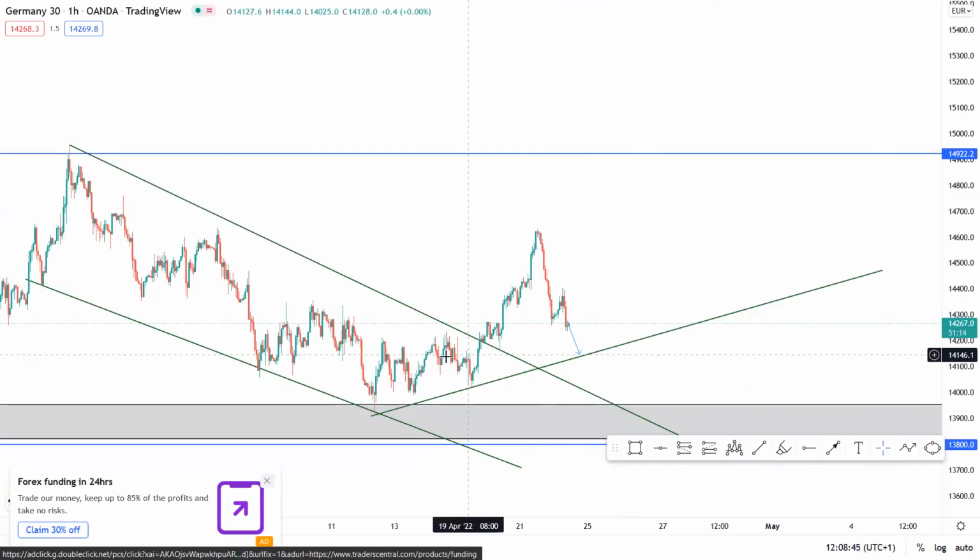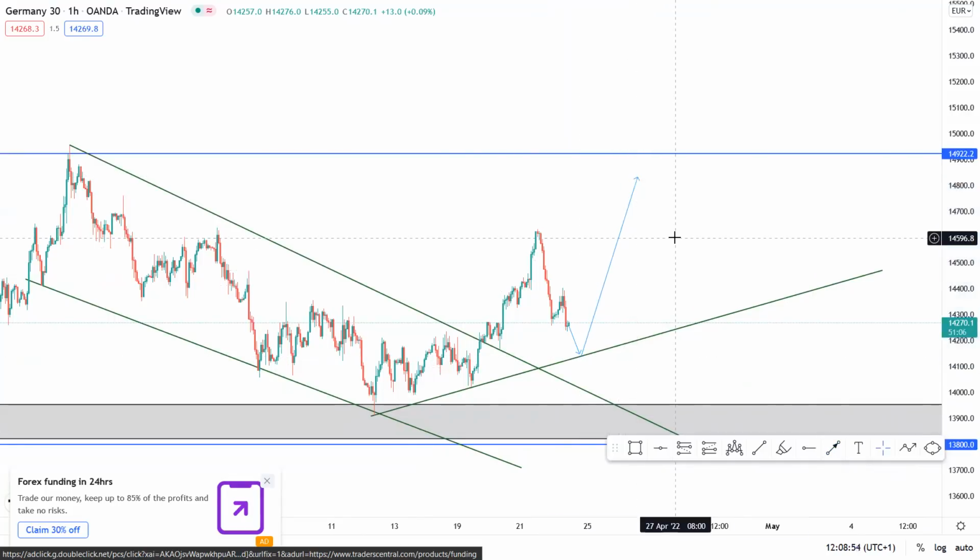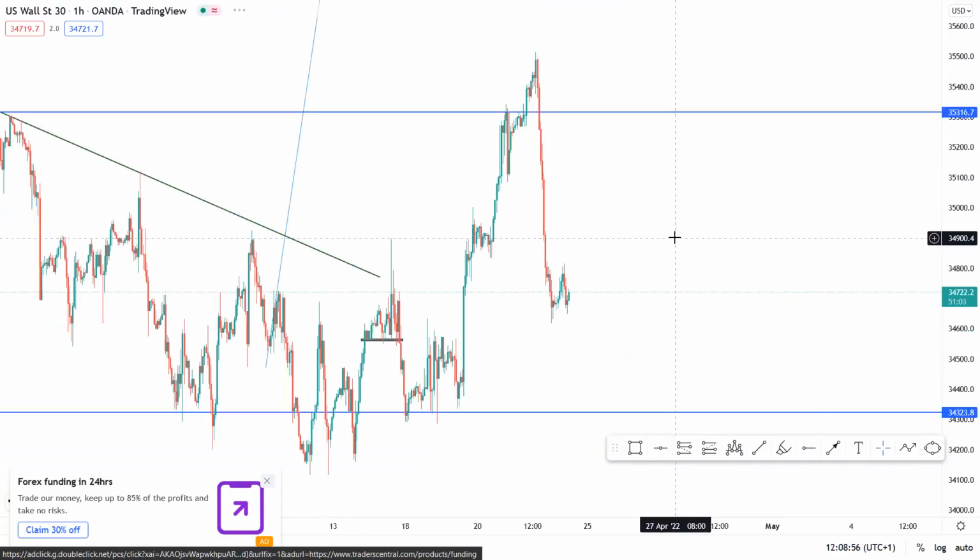Don't say it's a manipulation. It won't be a manipulation, guys. Once it touches here, that's when you'll see the market pushing further to the top. So this is my confirmation on German 30. Let's go for US 30.